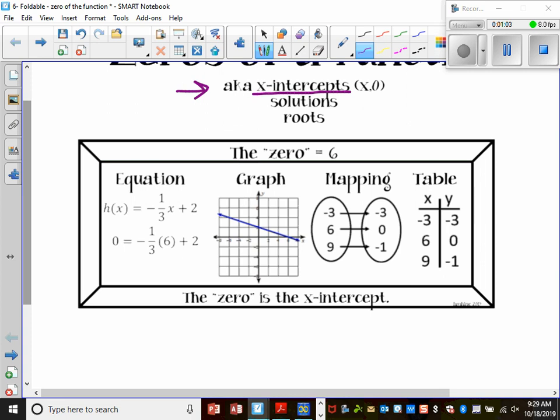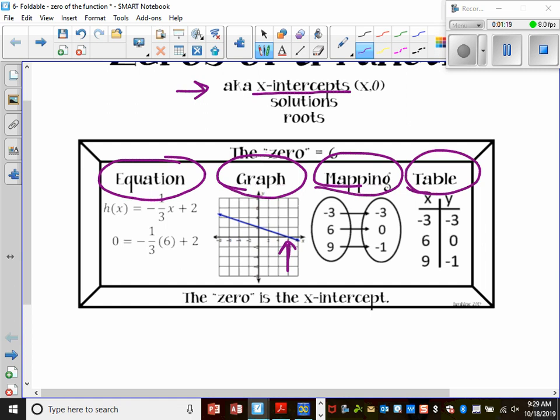So we will be looking at the zero of a function. How do you find it if you have an equation? If you're looking at a graph, well, that's very easy because there it is right there. How do you find it if you're looking at a mapping diagram? And how do you find the zero of a function when you're looking at a table? Right? So I'm going to ask this question, and I'm sure you can answer it.